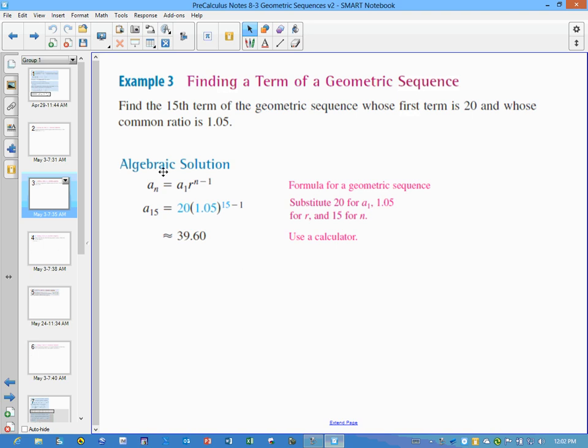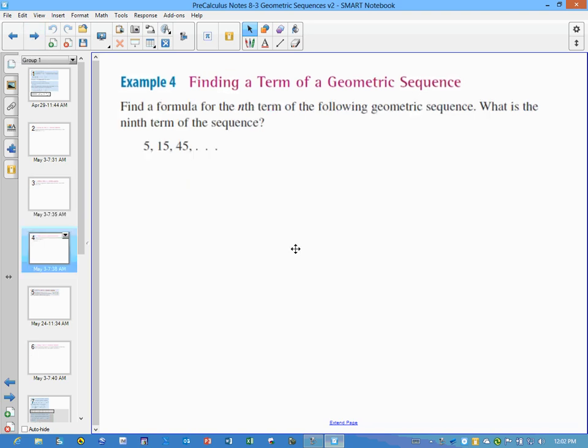Alright, sometimes they'll give you, not the general term, but just the sequence. They'll show you how the sequence starts. And they're asking us to find the formula for the nth term. We have to come up with the rule. And then they also want to know what is the 9th term. Well, once we have the rule, then we can find any nth term, so let's start with that.